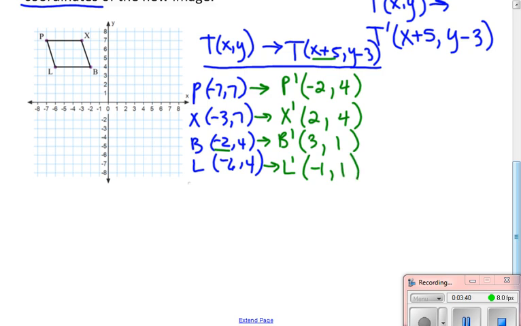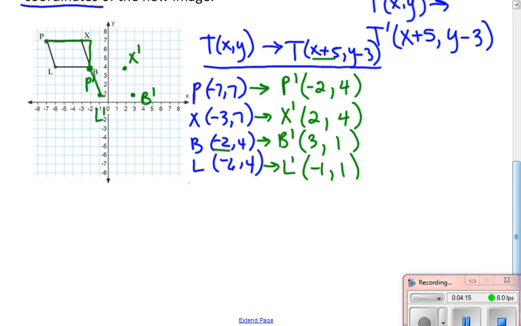And I can go ahead and plot these. Now I could also do this from the graph. If I take P and go 1, 2, 3, 4, 5 right and down 1, 2, 3, here's my P prime at (-2, 4). But that gets kind of messy, and it's a lot more clear to do it this way. So at (2, 4), I have X prime. At (3, 1), I have B prime. And at (-1, 1), I have L prime.